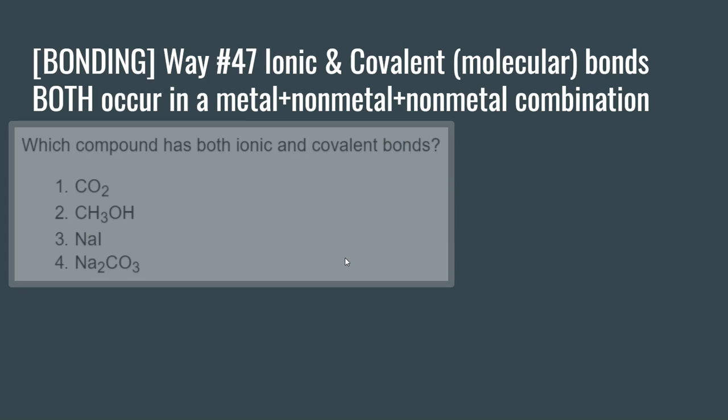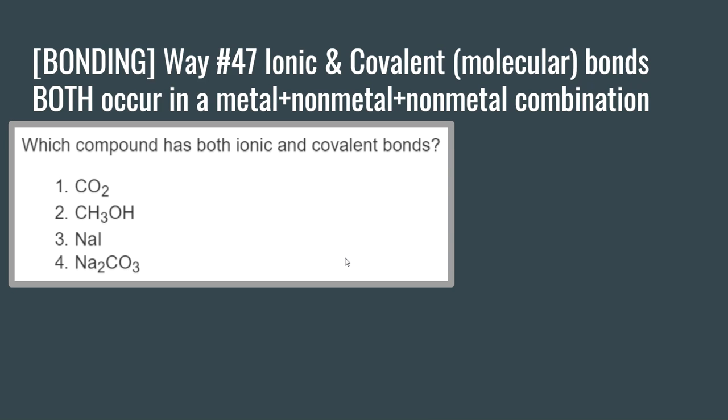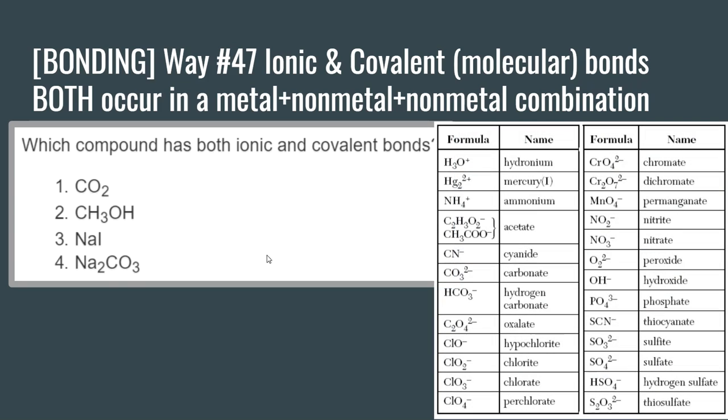Let's try some problems. Which compound has both ionic and covalent bonds? Note that choice 4 features carbonate, which is a nonmetal, nonmetal combination. So we know that carbonate is already covalently bound, but we have to include a metal to the mix in order for ionic bonds to form. Therefore, choice 4 is correct.